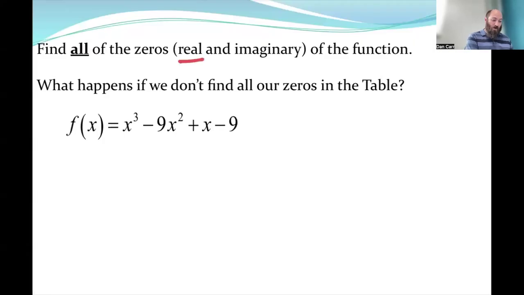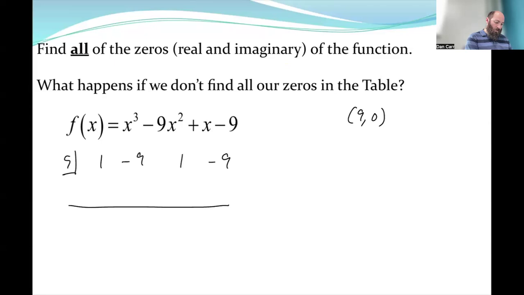So we're going to find those imaginary zeros as well. So we're going to find all real and imaginary. From the graph, I know it's going to cross at 9, 0. So that means I'm going to do 9 here, 1, 0, 1, -9, and I go through my process.